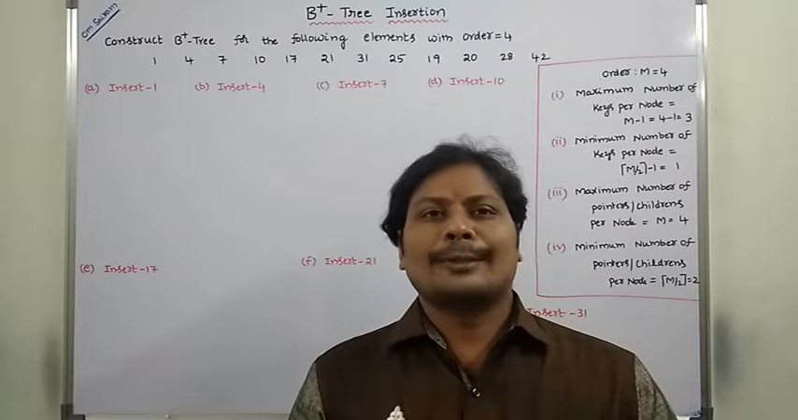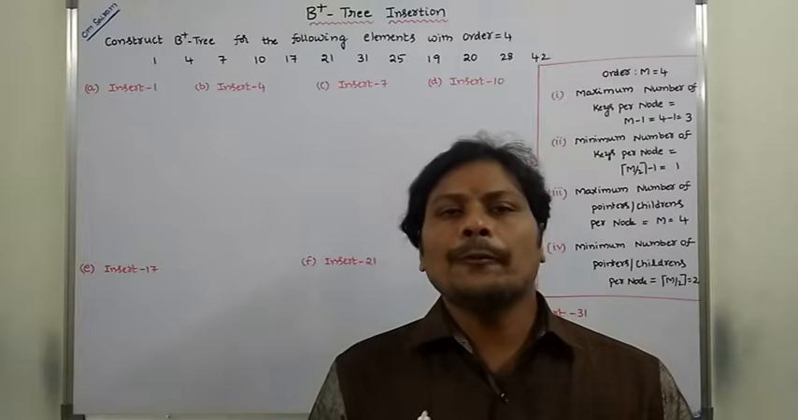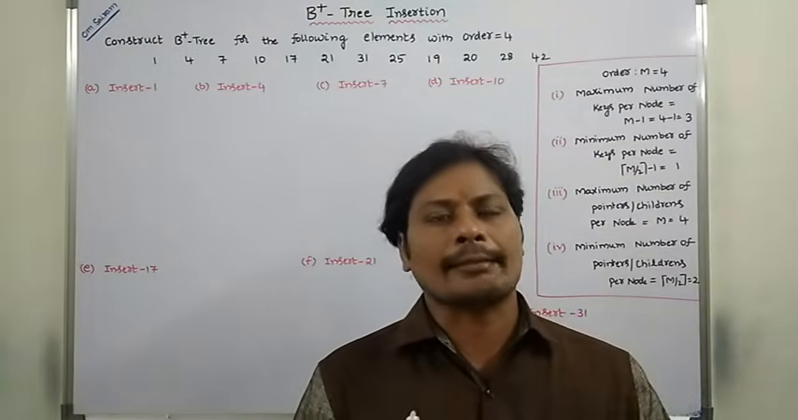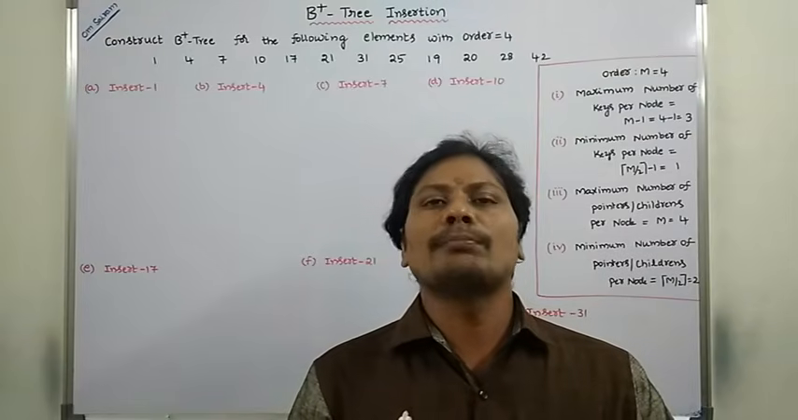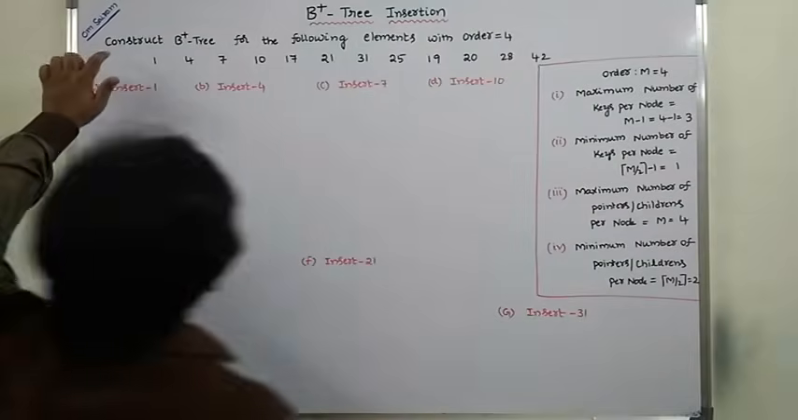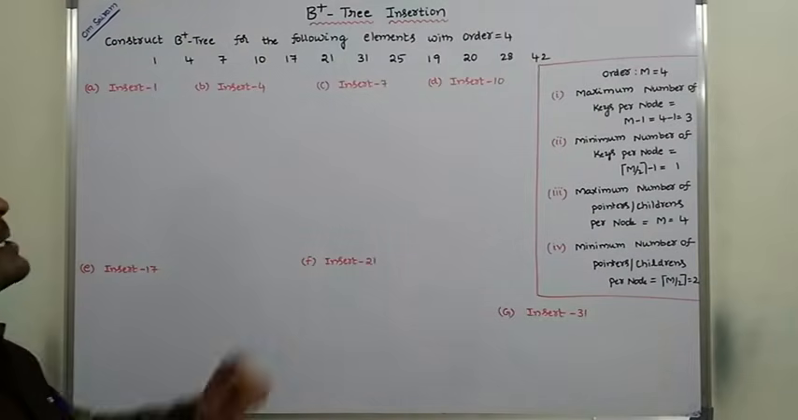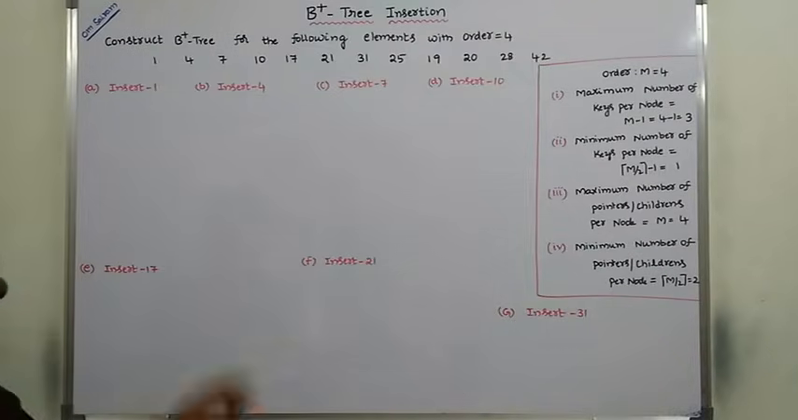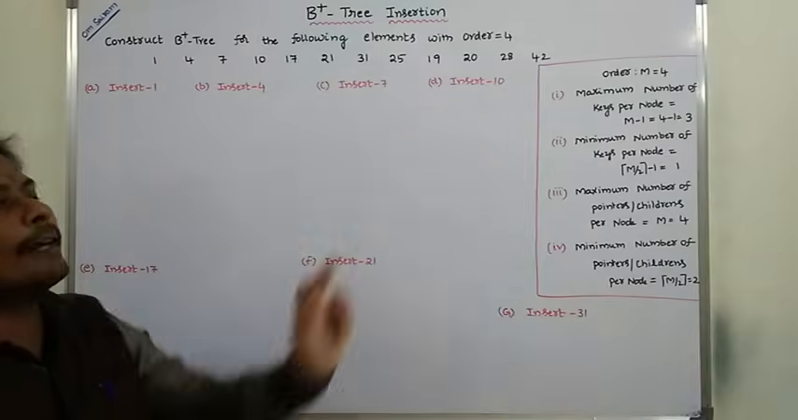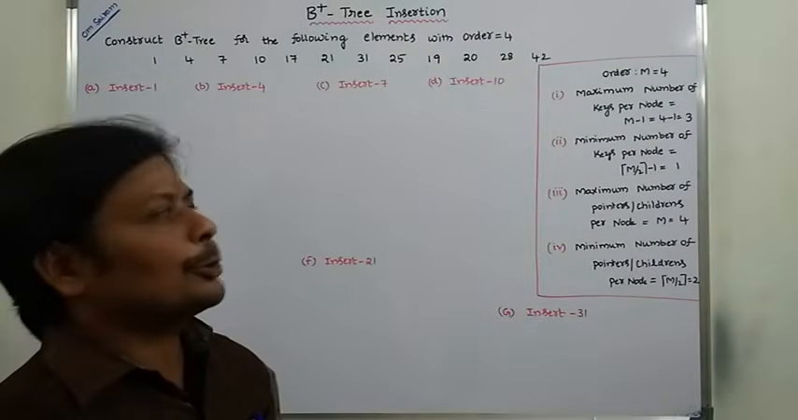Hi friends, today I am giving a lecture on how to perform the insert operation on a B plus tree of order m equal to 4. Now construct a B plus tree for the following elements with order equal to 4: 1, 4, 7, 10, 17, 21, 31, 25, 19, 20, 28, 42.